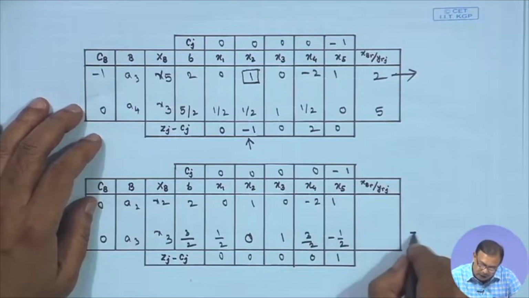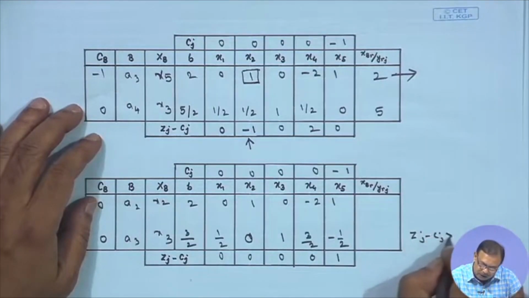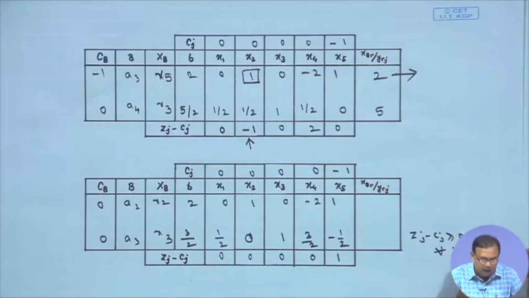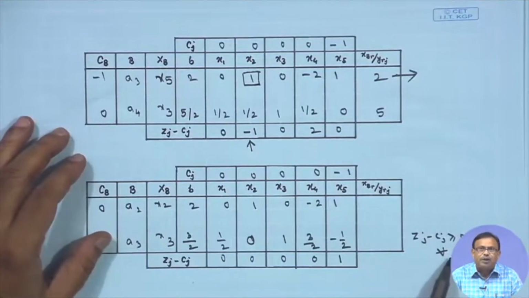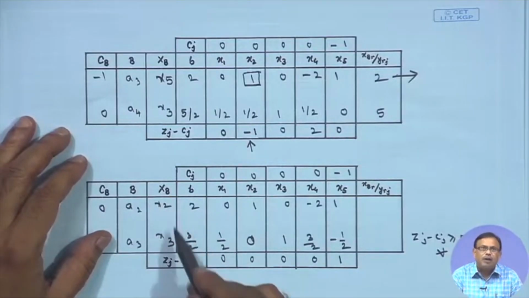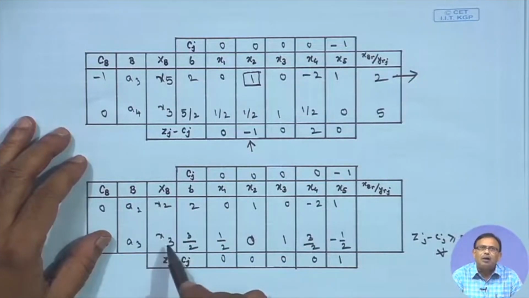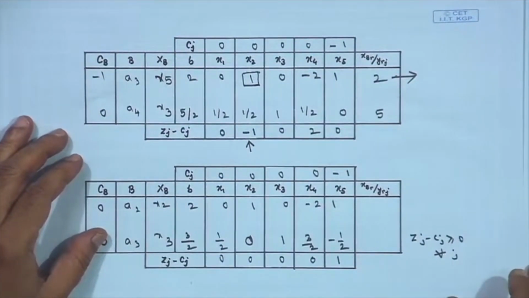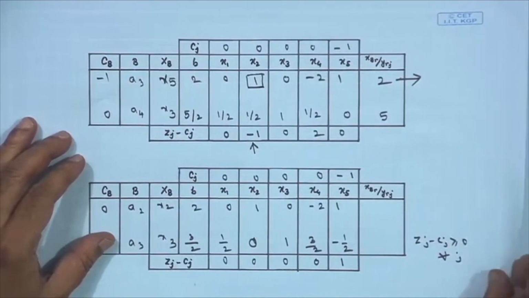Now, in this case your Zj minus Cj is greater than equals 0 for all j. So, what we are finding now in this case, Zj minus Cj is greater than equals 0, and if you see the basis, the variables are x 2 and x 3. No artificial variable x 5 is present in the basis. So, therefore, we must obtain some solution for this, and we will go to phase 2.